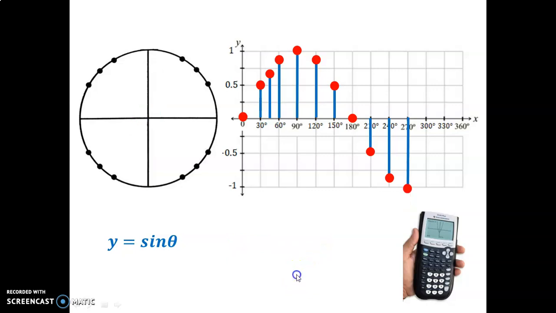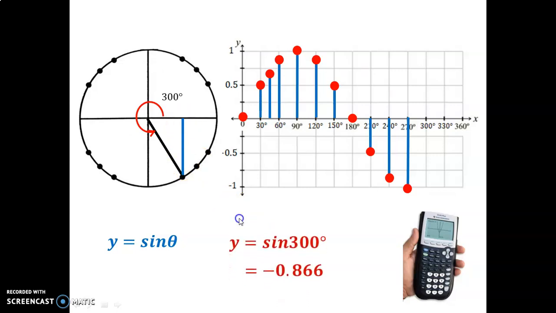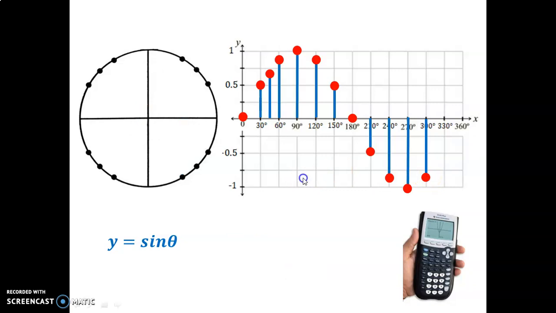All right, a few more. 300, spin 300. We're looking for this distance. Okay, find it. Sine of 300, negative 0.866. There's 300, negative 0.866 right there. Okay, and last one, 330. We've come almost all the way around the circle. All the way around would be 360. We're here, 330. So now we're looking for this vertical distance. So sine of 330 gives us negative 0.5.